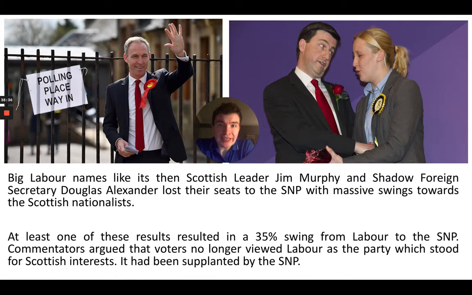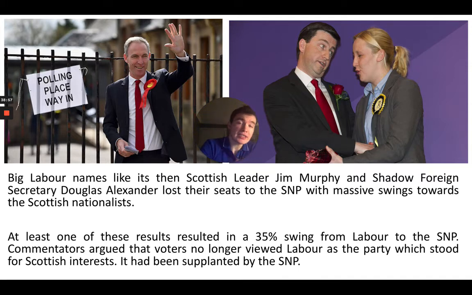You had swings away from Labour, and if you're unsure about the phrase swing, folks, I'm not going to go into a lot of detail here, but look it up. The political commentator Jon Snow used to speak about it quite a bit. But there were some swings of up to 35% away from Labour to the SNP.